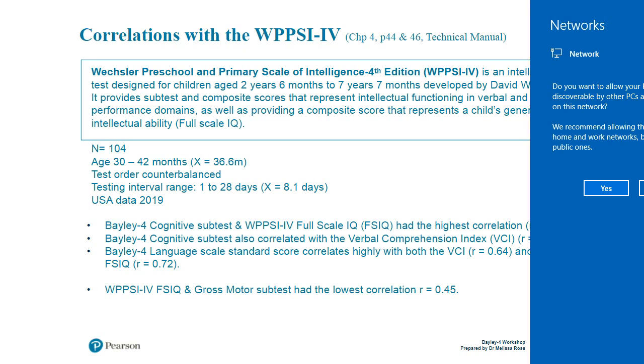However, children found the Bayley-4 much more engaging. As to be expected, the motor scale showed a lower correlation with cognition, 0.45. Cognition is moving away from motor at an older age.